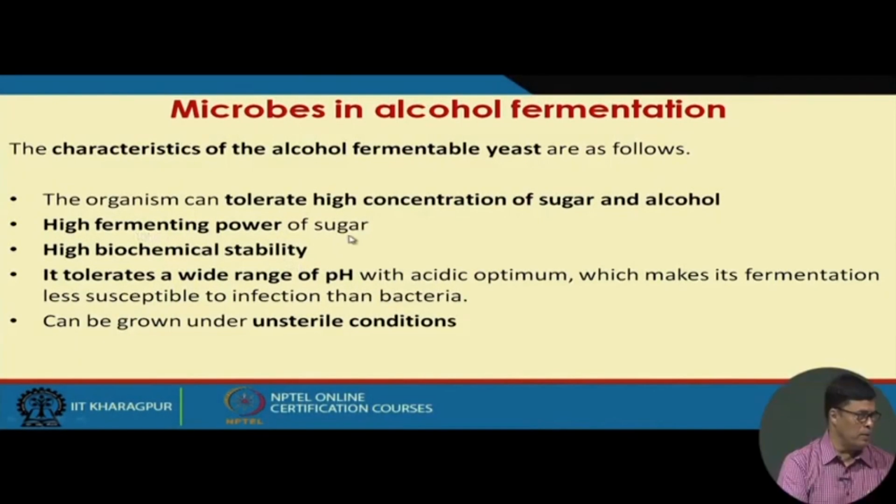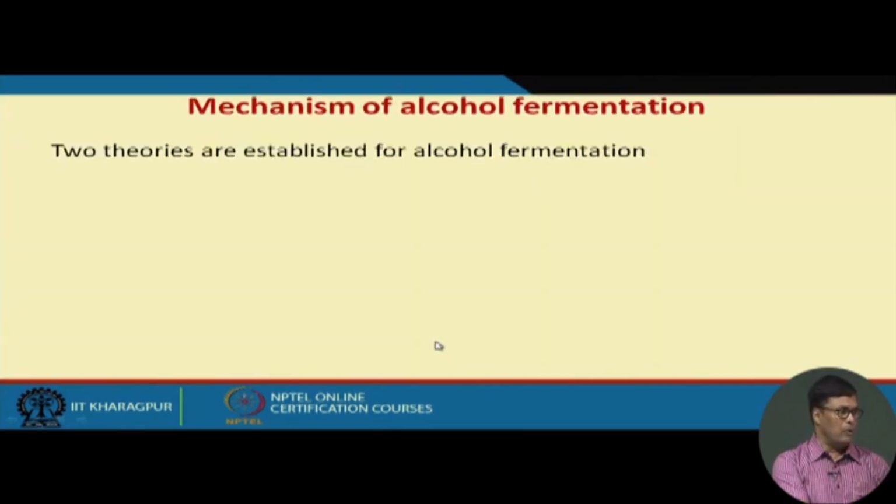That means the rate of alcohol formation is proportional to the rate of cell mass formation. So, the more cell mass formation there is, the more alcohol formation will take place in the system. Now, high fermenting power is very important, and high biochemical stability is also very important. The more biochemical stability we have, the more uniform the alcohol concentration in a fermentation process, which is very desirable in the industry. It tolerates a wide range of pH with acidic optima, which makes the fermentation less susceptible to infection, since bacteria can grow in unstable conditions. This is the major advantage of this alcohol fermentation process.